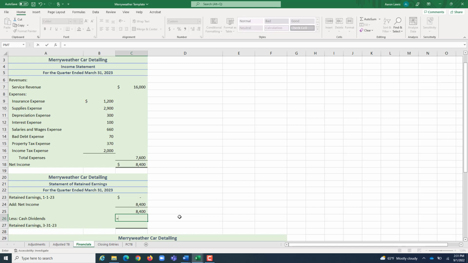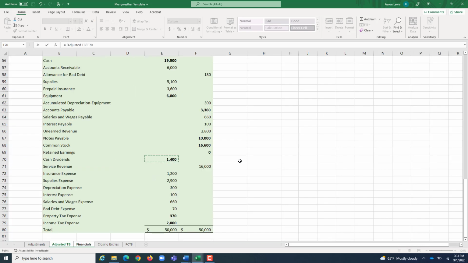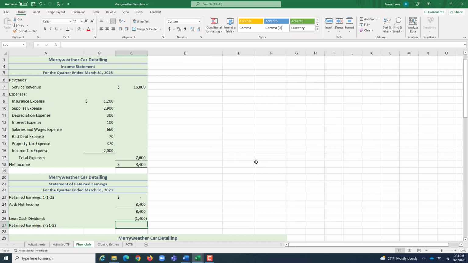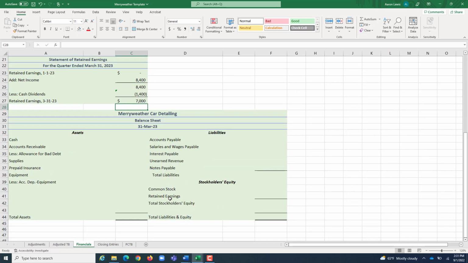So I'm going to type equals minus, to make the number negative, and go back to my adjusted trial balance and see that according to our information, we paid $1,400 worth of cash dividends during the period. I hit enter to bring that number on over, and now we've got a $1,400 subtraction to our retained earnings. So if I add together our no-name subtotal of $8,400 plus the $1,400 that we withdrew from the business, it means we held on to the other $7,000 of our net income. Our retained earnings is $7,000 for the quarter, which is going to bring us down to our last financial statement, which is the balance sheet.